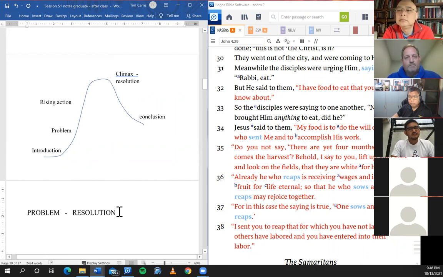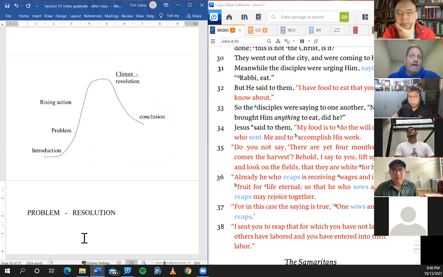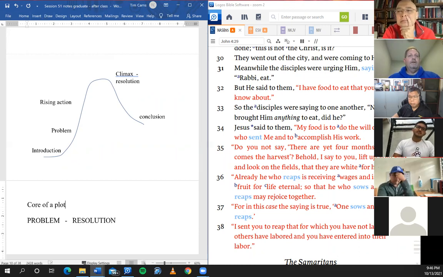Honestly, it doesn't matter so much to me, as long as we recognize that a story has the problem and resolution. If you can't identify a problem and a resolution, then either we don't understand the story, or, if it's part of a larger narrative, that story may not have a problem and resolution in itself, but it's more connected to the bigger problem and resolution of the whole narrative. But I would say the core of a plot includes these two elements, the problem and the resolution.